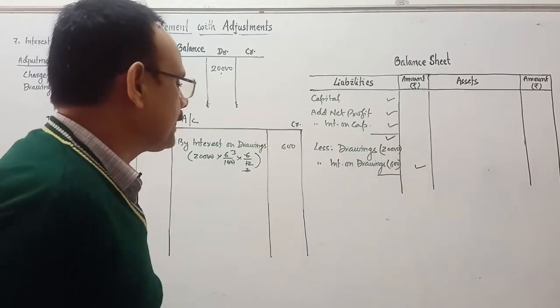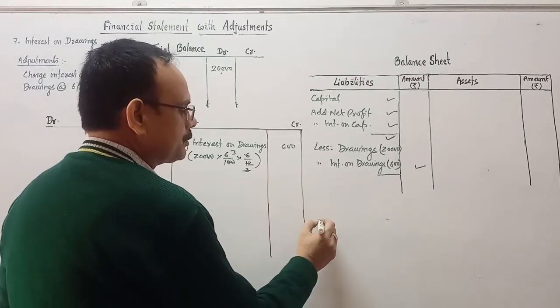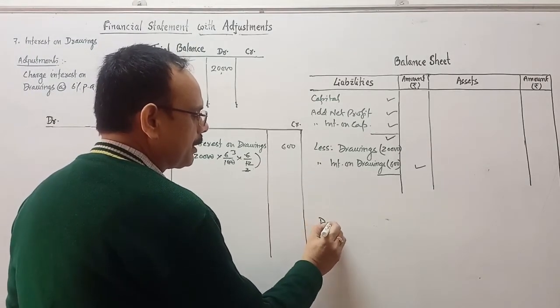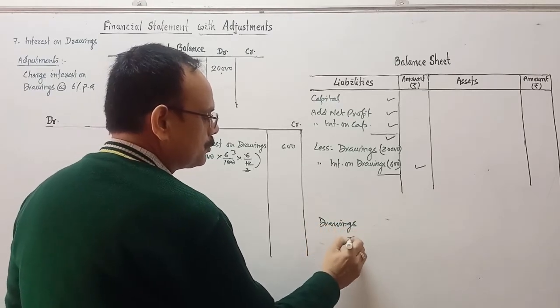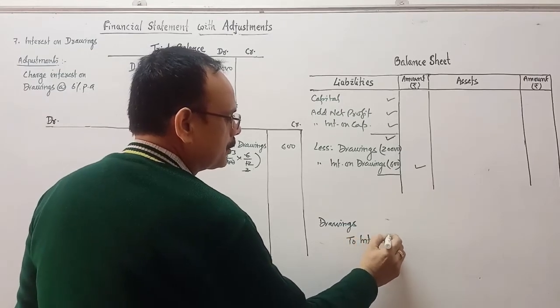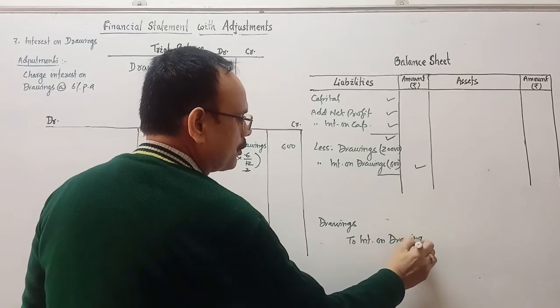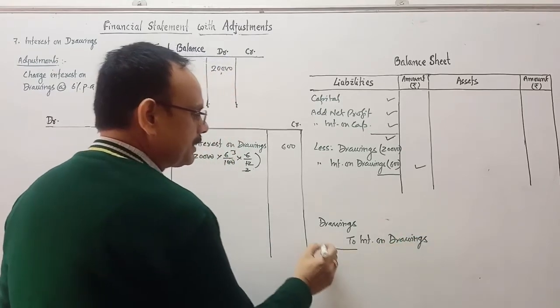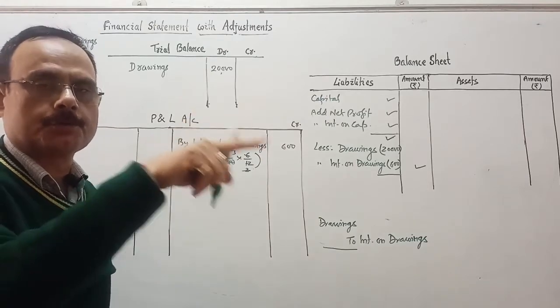So what is the entry for interest on drawing? The entry is drawings account debit to interest on drawings. Business has charged the interest on the amount of drawings.